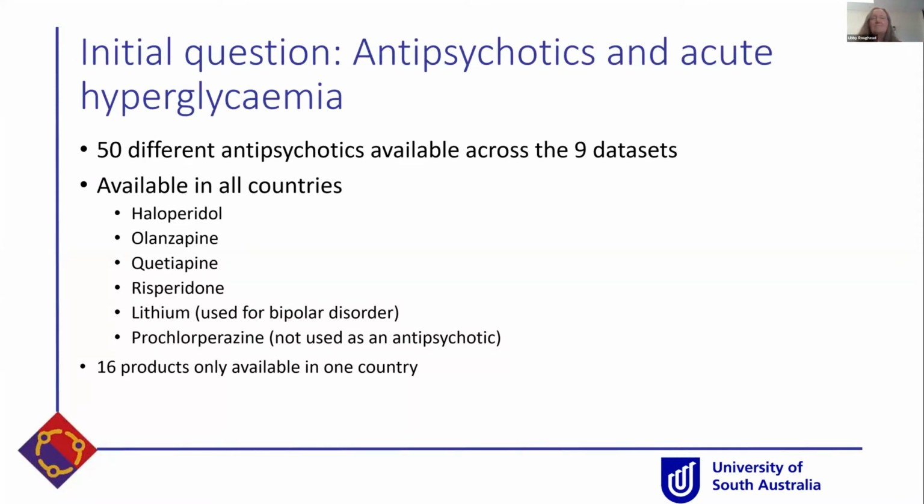So what happened? The initial question we looked at was antipsychotics and acute hypoglycemia, because that was the question that had come from Asia. However, acute hypoglycemia is a really rare event. Hypoglycemia, non-acute, is common and well known, but this one is really rare. What was interesting was that there were 50 different antipsychotics available across the countries, but only 4 were common that we could use in our question. And some 16 products were only available in 1 country.